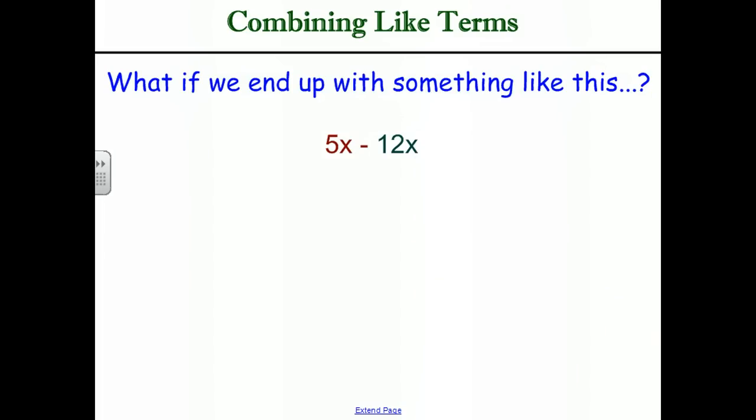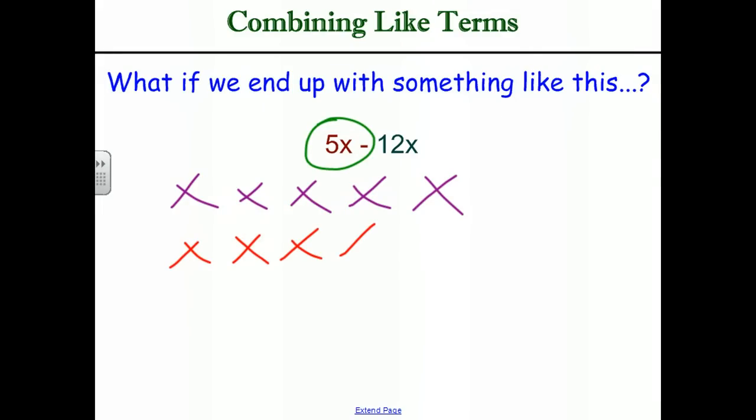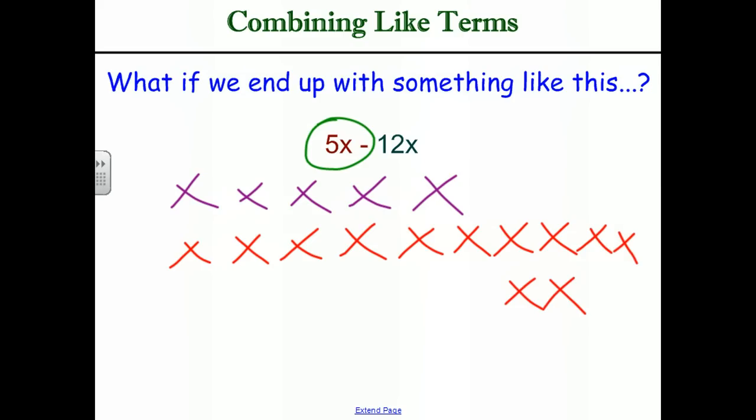Let's take a look at another example. 5x minus 12x. Well, if we take the same idea, we have x, 2, 3, 4, 5. I'm not going to add the plus signs in the middle because we get the idea that they're there. That's 5x. And now in red, I'm going to add the 12x that we are subtracting. Remember, these are negative x. So 1, 2, 3, 4, 5, 6, 7, 8, 9, 10, 11, 12. So we have 5x that we're adding and 12x that we're taking away.